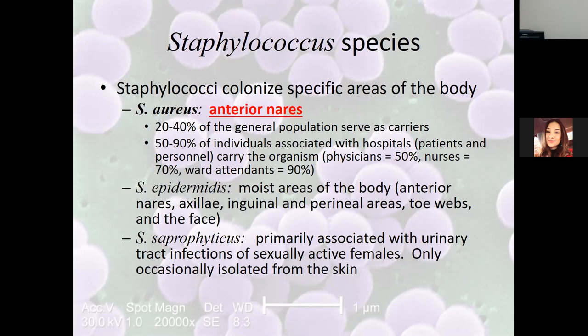The other one downstairs is a staph epidermidis. This is the common skin staph that, if we just had you culture your skin, it's normal flora. So we'll have that one down there too. We see it on the moist areas of the body, but we usually consider staph epi as our normal flora. And then y'all have done blood cultures, right?